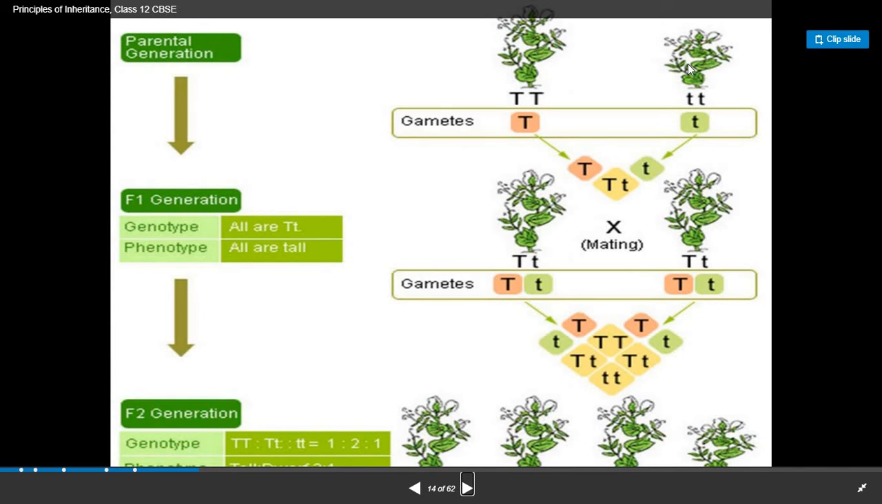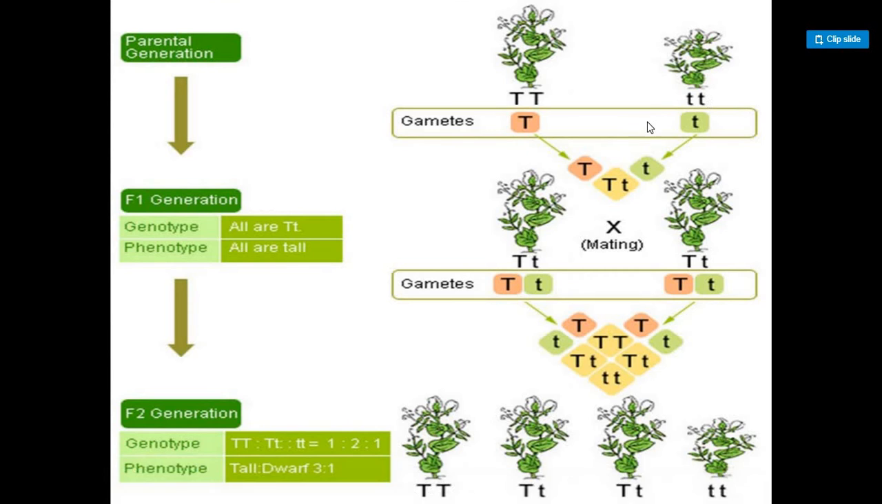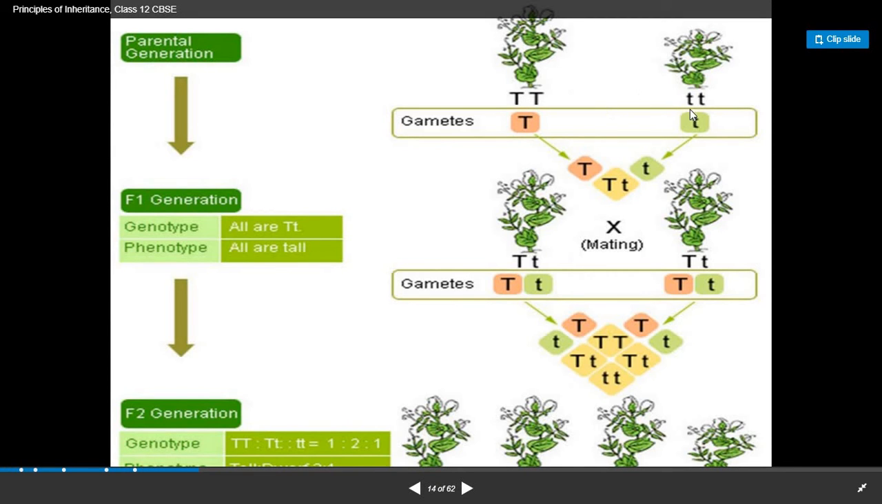Here you can see the two groups of parents. In the parental generation, this is one group, and the second is the dwarf plant, with small t. Here T represents the particular gene pair. Both capital T represent tall height, and small t represents dwarf height. Whenever gametes are taken from both these parents, they undergo fertilization, and as a result this yellow box, capital T small t, is formed. So in the F1 generation all plants were tall.